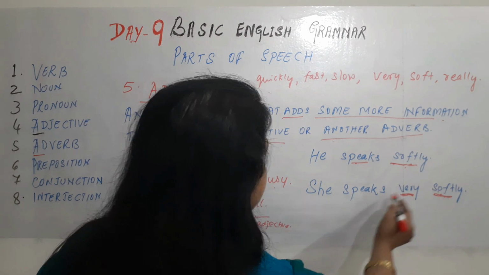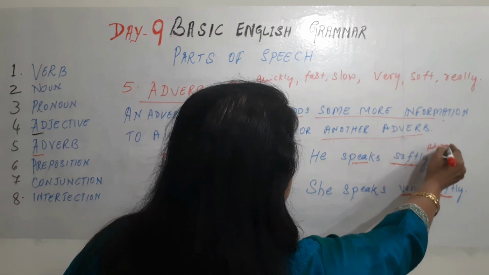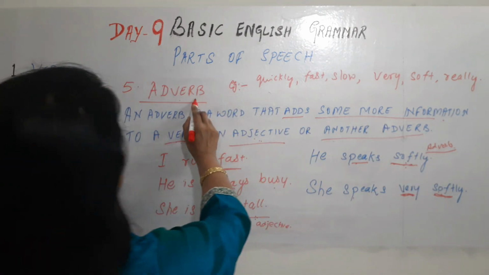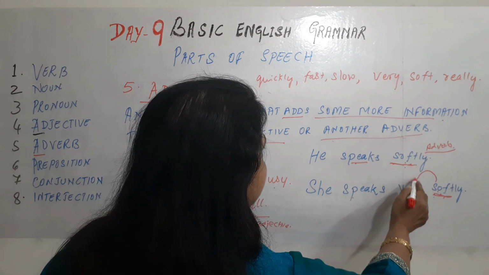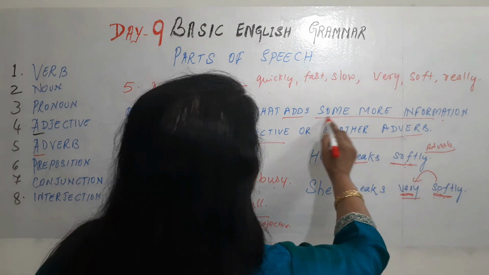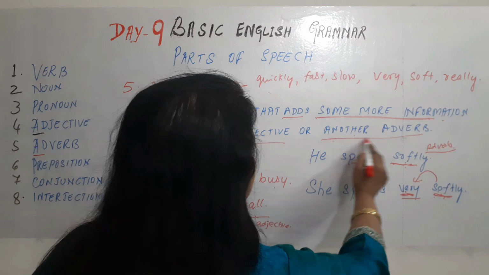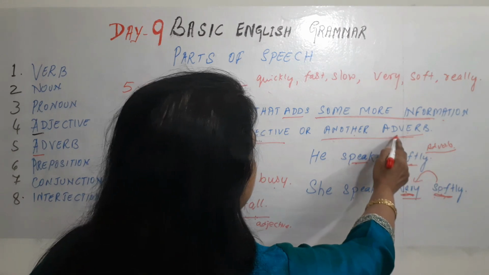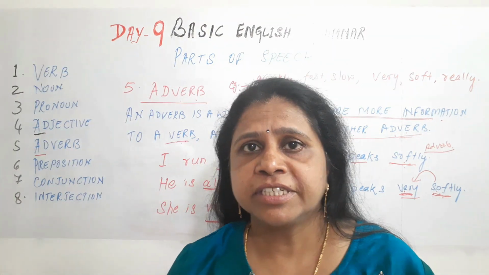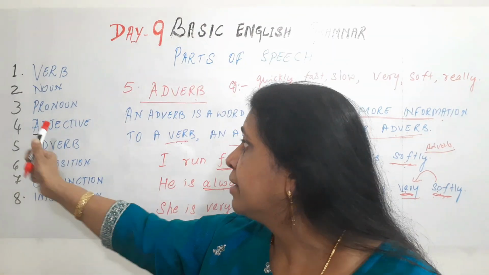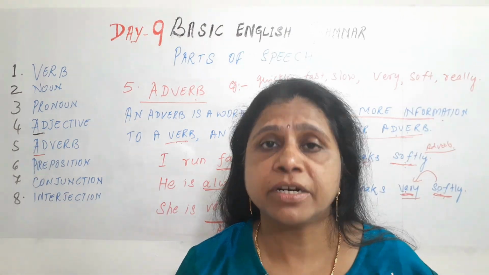Softly. How does she speak? She speaks softly. Softly is already the adverb, right? And to the adverb again giving how, giving some more information, very, that is another adverb. Giving more information to another adverb. Alright? So this is about adverb. Next, we'll see another part of speech.